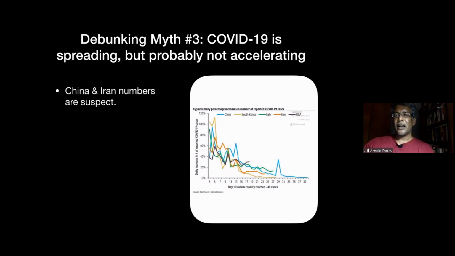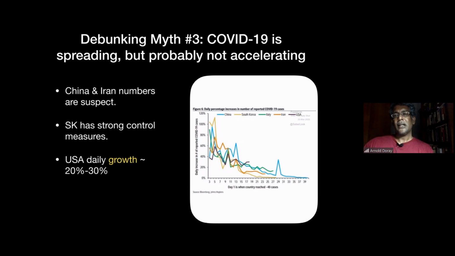The first thing is that the China and Iran numbers are very suspect. Iran is probably undersampling because they don't have the equipment or people to actually do it. And China is probably underreporting these numbers, as they probably did early on in the outbreak. South Korea, which is the other country on this graph, has strong control measures. And the last country, the US, from the graph alone, shows you about a 20 to 30% growth rate day to day. That's huge.